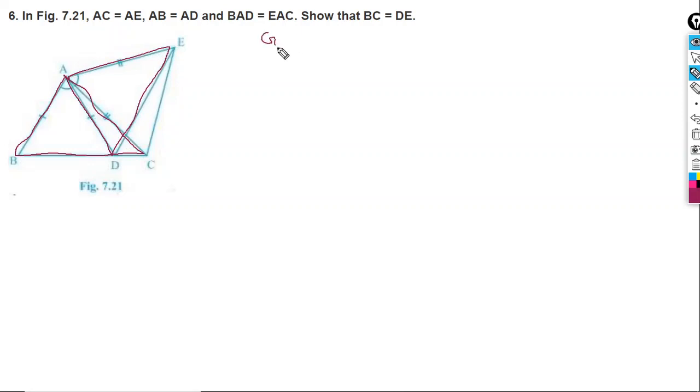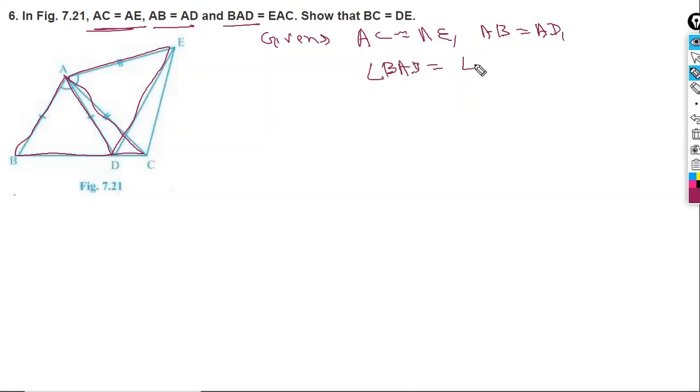First we will write the given. Whatever is given: AC equal to AE, AB equal to AD, and angle BAD equal to angle EAC. This much is given. To prove that BC equal to DE. Now we will move to the proof section.